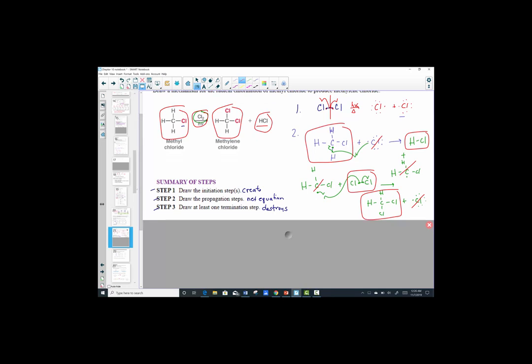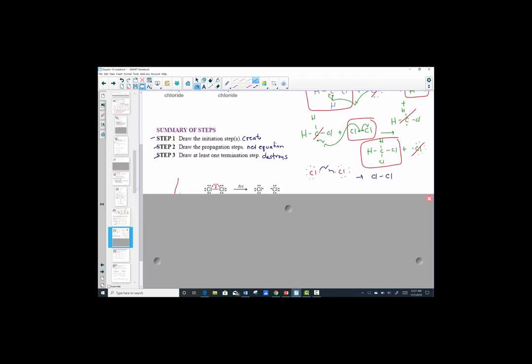We also need to show some sort of mechanism that's going to destroy the radicals. You just have to pick one termination step. Probably the easiest to draw is to just consume the chlorine radicals. That way I don't have to draw the larger structure of the methane. And so I'm just going to undergo coupling, those two fishhook arrows that go back to produce the diatomic molecule of chlorine. So this is our termination step, is destroying the radicals.